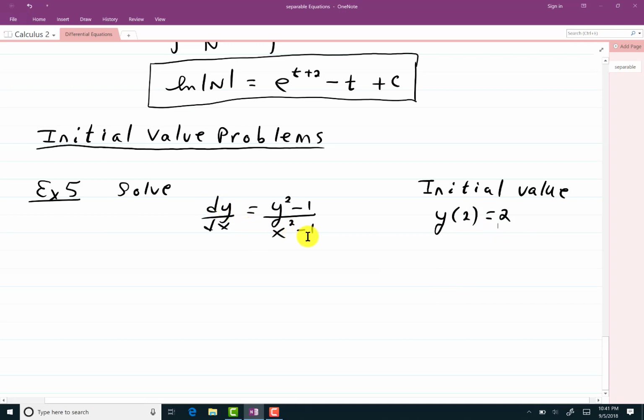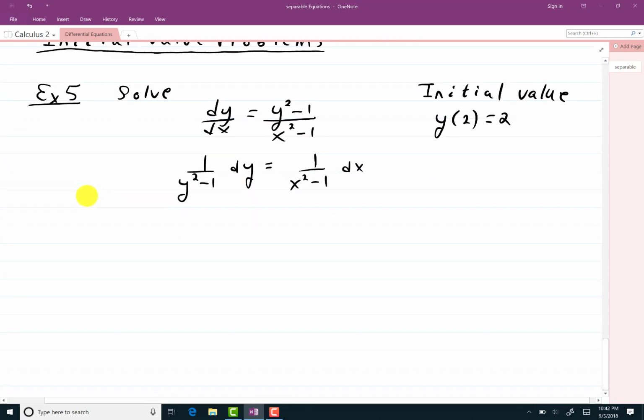Right now, let me go ahead. Cross multiplying, I'm going to multiply by dx, and I'll divide by y squared minus 1. So I have 1 over y squared minus 1 dy equals 1 over x squared minus 1 dx. And of course, now I'm ready to integrate.